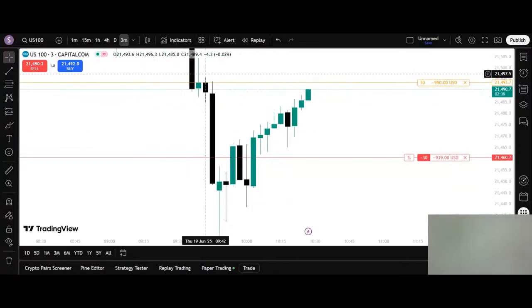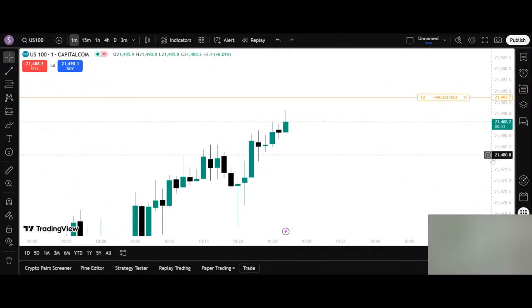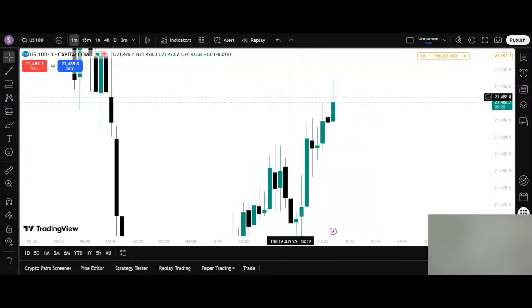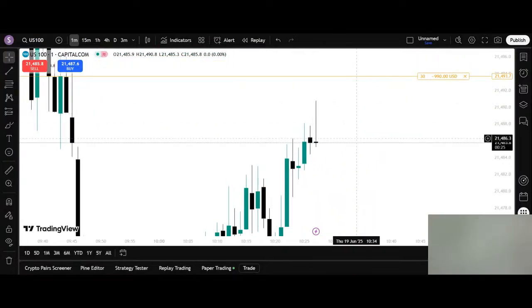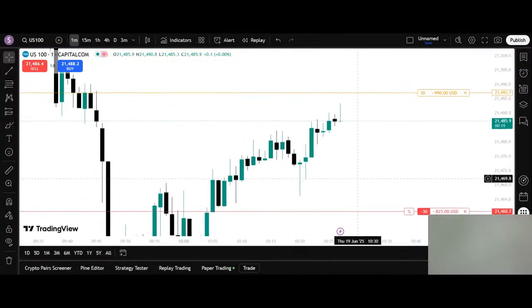Hmm. SL about to hit. Oh, that was a strong rejection. Still not strong enough. Let's wait. I want to see how the 15-minute closes. So I'm just gonna wait for it. Even if it hits my SL, it's okay to be honest.